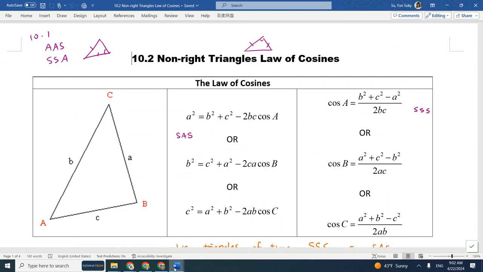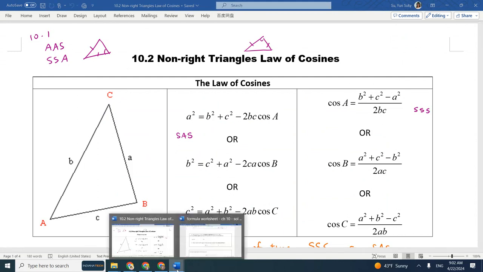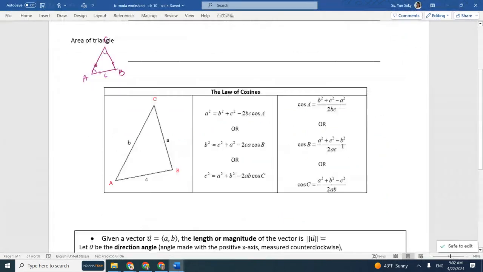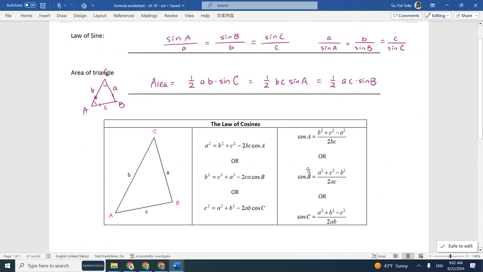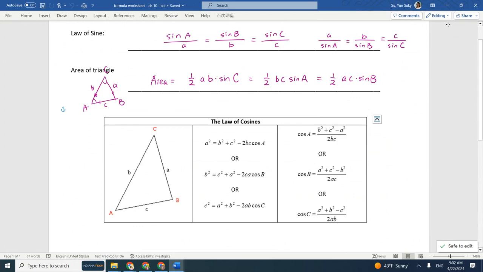So for your formula sheet for chapter 10, you need to memorize the law of sine and the area of triangle formula. And then the law of cosine, you don't need to memorize. The formula will be given.